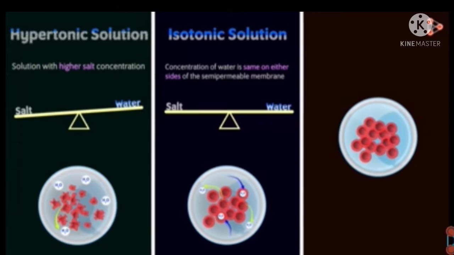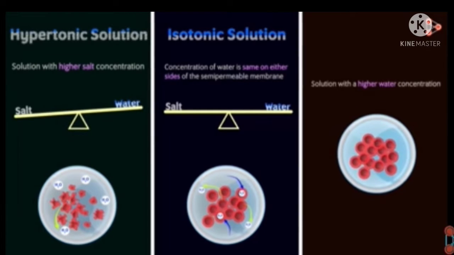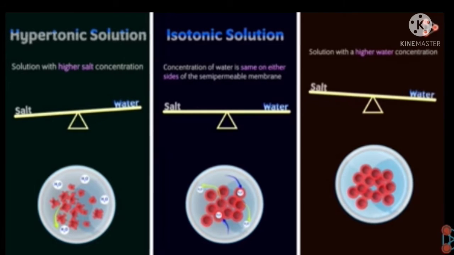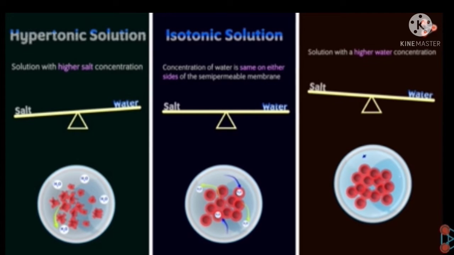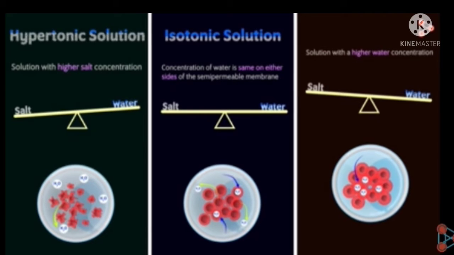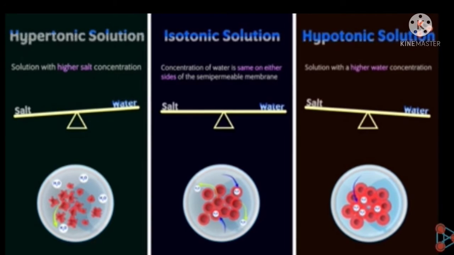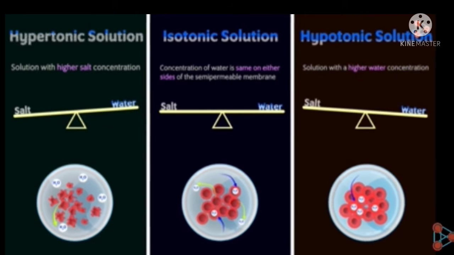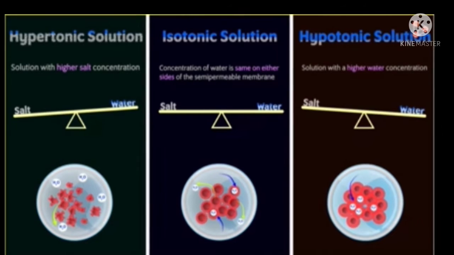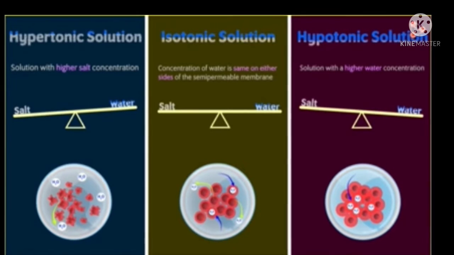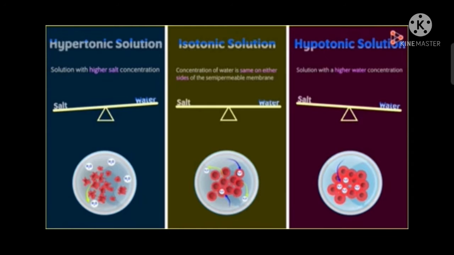Now let us focus on the third set. The cells in this case are surrounded by a dilute solution, that is, one with higher water concentration. The salt dissolved is less and the water content is higher. Therefore the water molecules move inside the cells and hence the cells get swollen. Such a solution is called a hypotonic solution. In other words, a solution with a higher water concentration compared to the other. This is how various solutions of different concentrations help cells to sustain the pressure and survive. Understand, children?